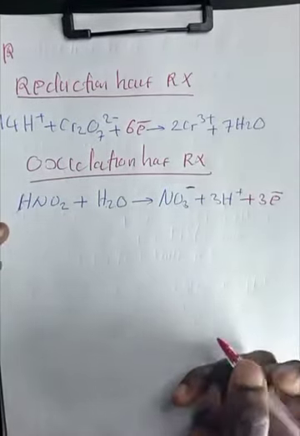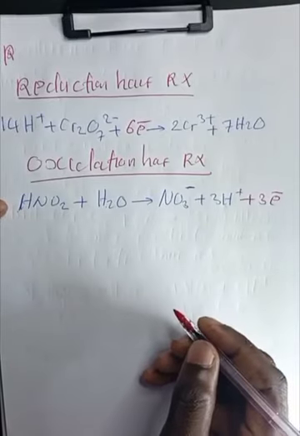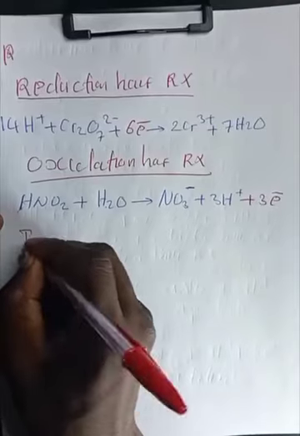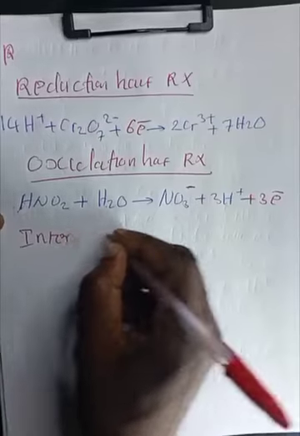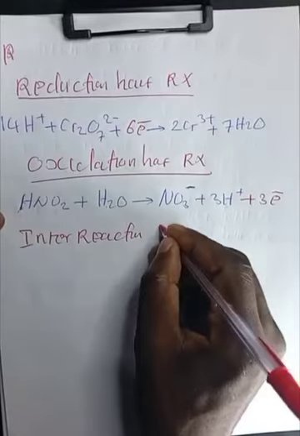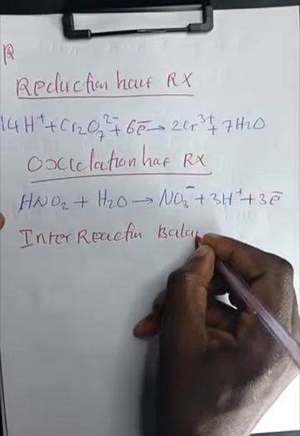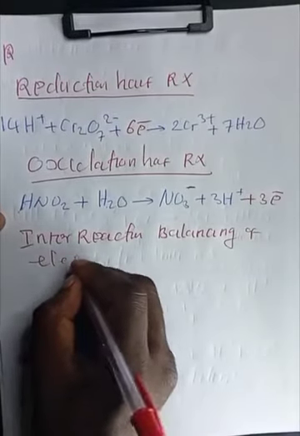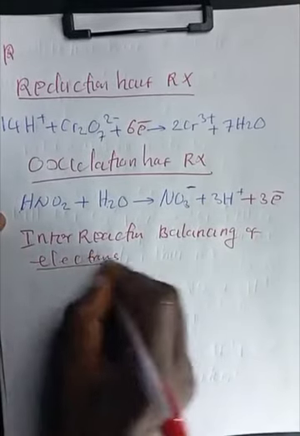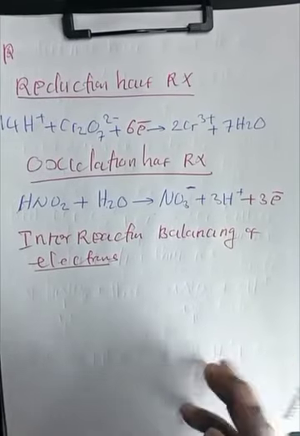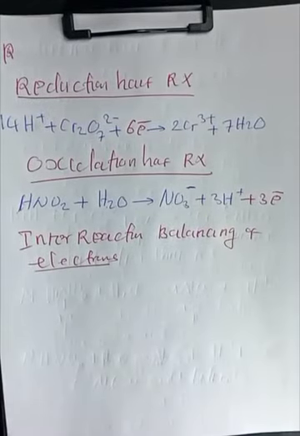So now, remember what I told you, that we now have inter-reaction balancing of electrons. So you see that electrons in both half reactions should be the same, so that when cancelling out, they all disappear because we don't need to have electrons in the final equation.